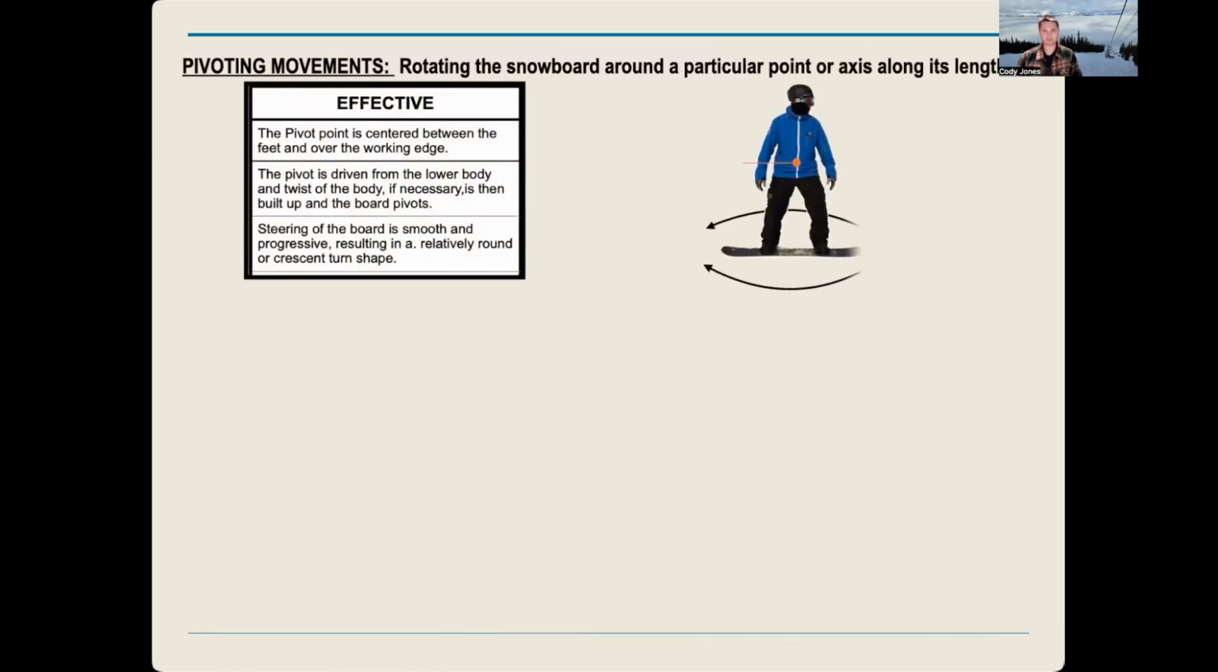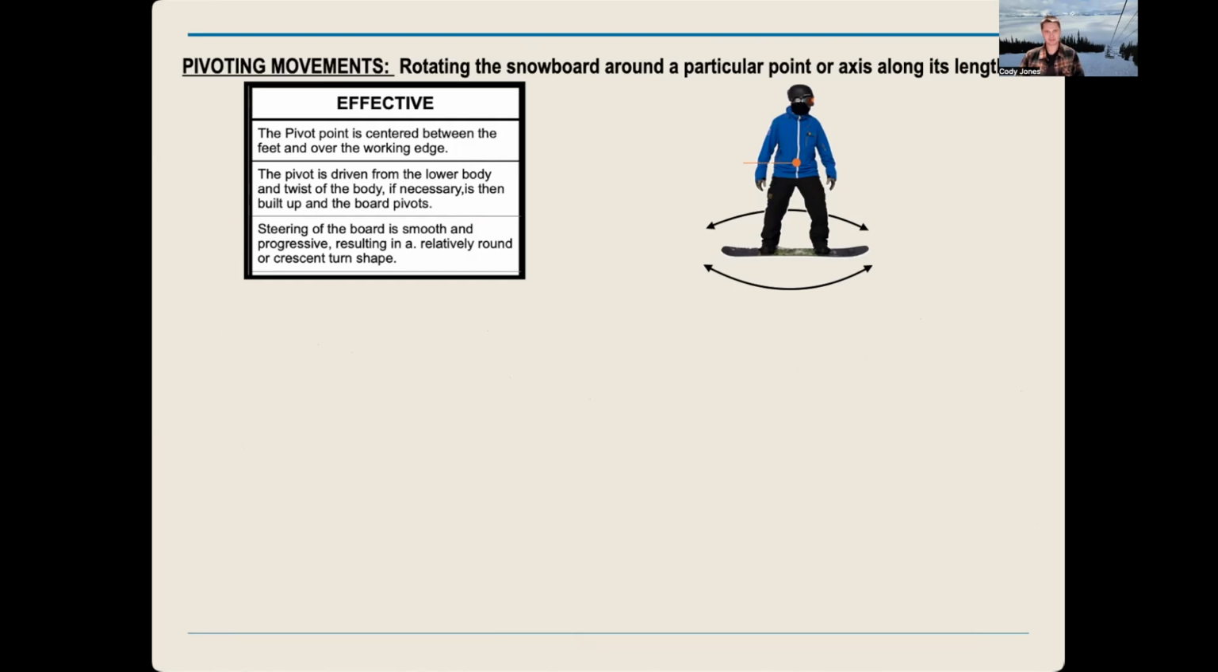Next is going to be pivoting movements. This is when you skid along the flat base of your board on the snow. There are a few different ways that we can do that, either by using the legs or with counter rotation with our shoulder or upper body. But you can see there are some more effective cues that we can look for for pivot.